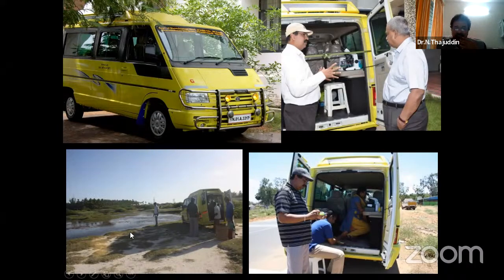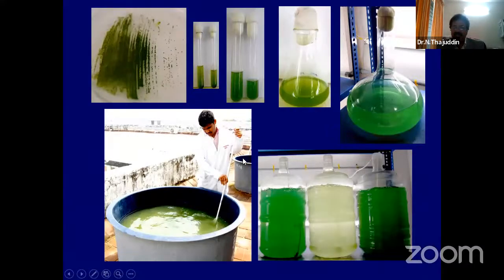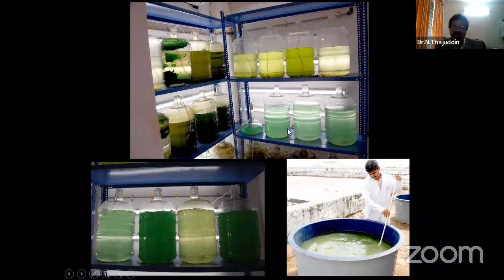We use this laboratory in remote places for biodiversity surveys. And this is how we are developing the biodiesel. We streak the algal plate and take only one colony. From this colony, we transfer to 10 ml, then 50 ml, then a 250 ml flask, then to a 2.5 liter flask. This biomass is transferred to a 25 liter water can, then to 125 liter tubs. So from a single colony, we gradually develop the biomass for biodiesel production.